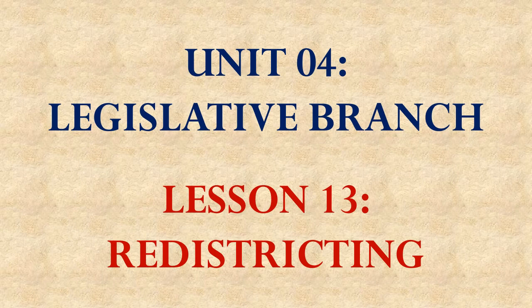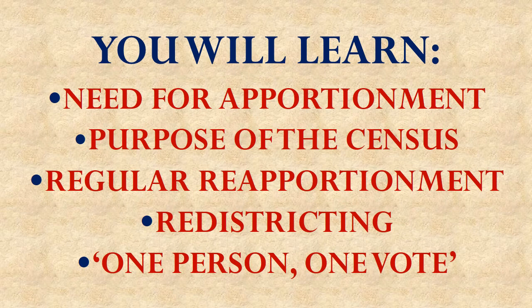This lesson is from Unit 4 about the legislative branch, and this lesson 13 focuses on redistricting. In this lesson, you'll learn about the need for apportionment, the purpose of the United States Census, the regular apportionment of seats in the House of Representatives, redistricting of seats in the House of Representatives, and the concept of one person, one vote, and how it affects the ideas of reapportionment and redistricting.